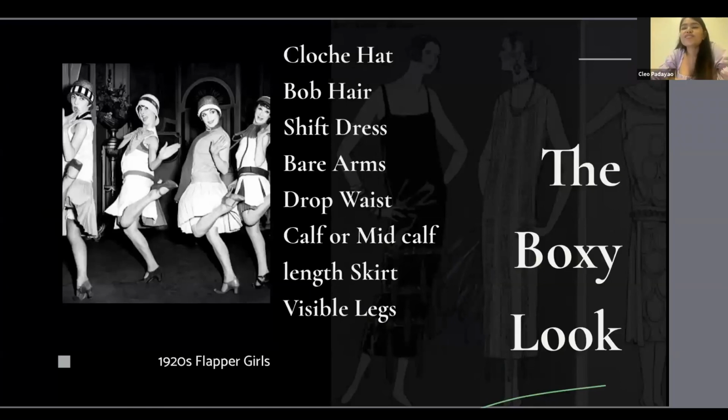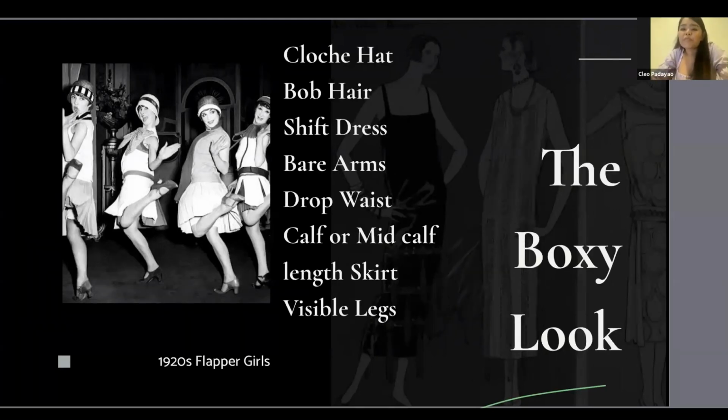So let's get to know the boxy look. First, it's composed of a cloche hat, which means bell in French. And it's very snug on their head because they wanted to create a very small head.